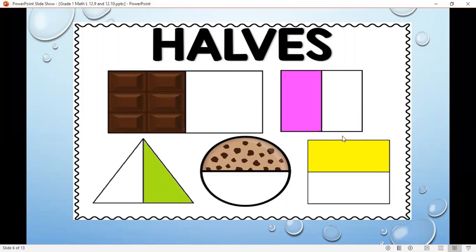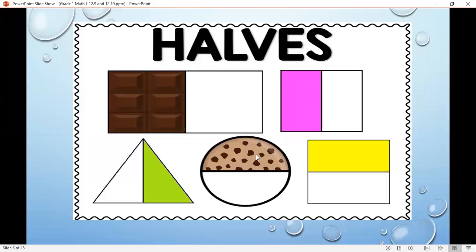And here is a square that is split into two halves, a purple one and a white one. And we also have a triangle that is split in two halves. So do you think the green, from a big triangle, if we split it in a half, we get two other triangles. Do you think they are bigger or smaller than the whole triangle? Yes, they are smaller because it's only a part from the whole triangle.